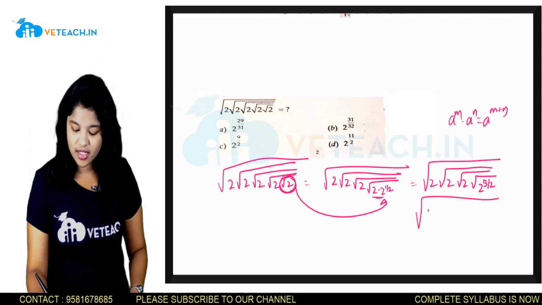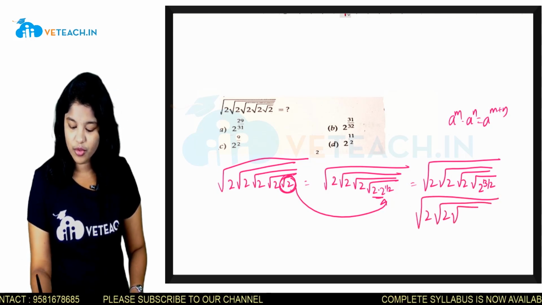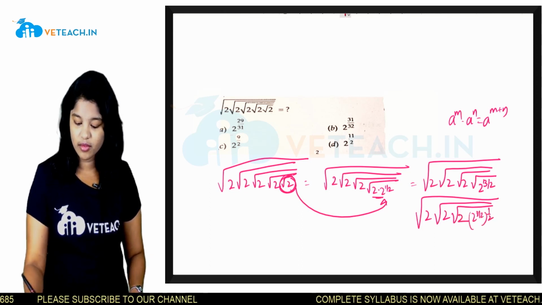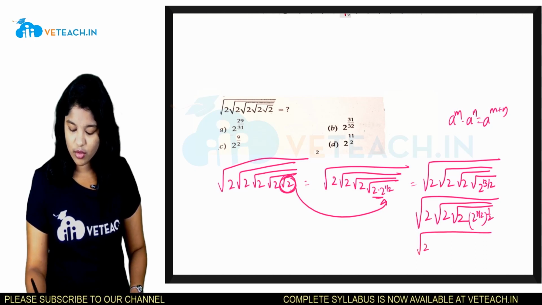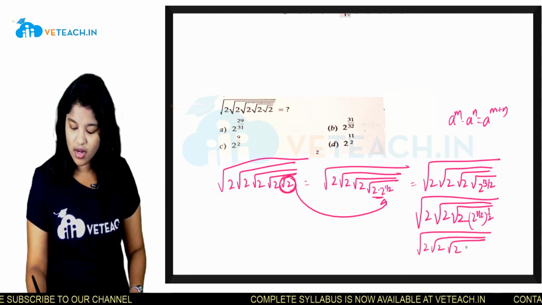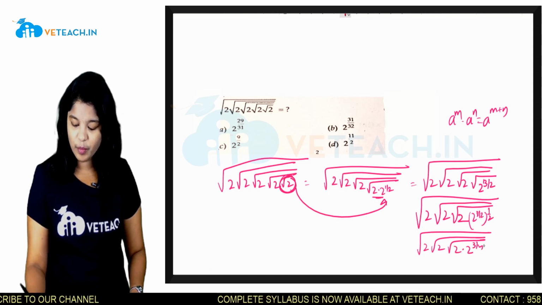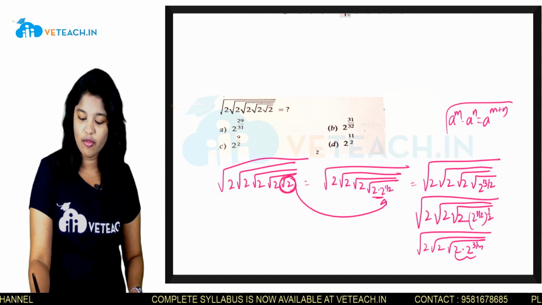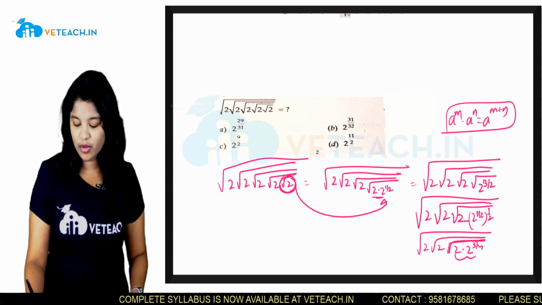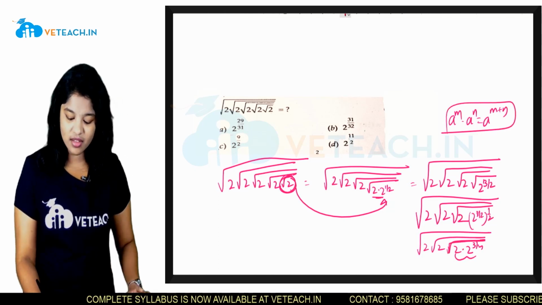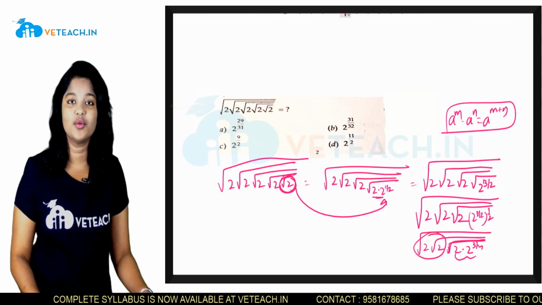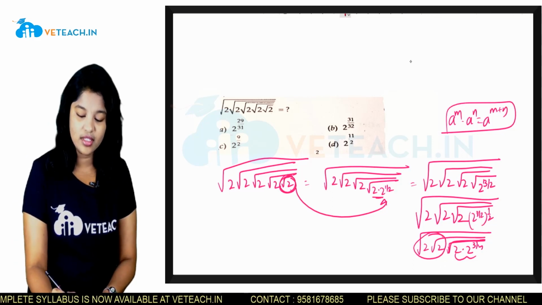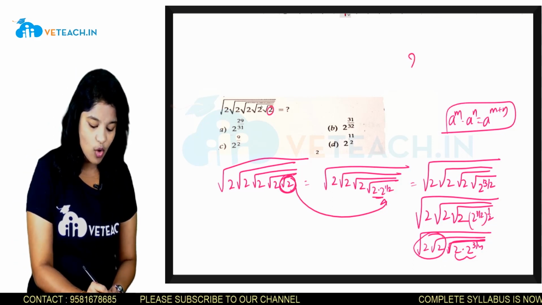Now this can be rewritten as square root of 2 into square root of 2 into square root of 2 power 3 by 2 whole power 1 by 2. So it becomes square root of 2 into square root of 2, 2 power 3 by 4. Again we should solve the square root for this value, using the same formula, again solving the square root of the remaining terms with the same procedure. Instead of this complexity, we can just rewrite this equation simply, as here we are having only 2.